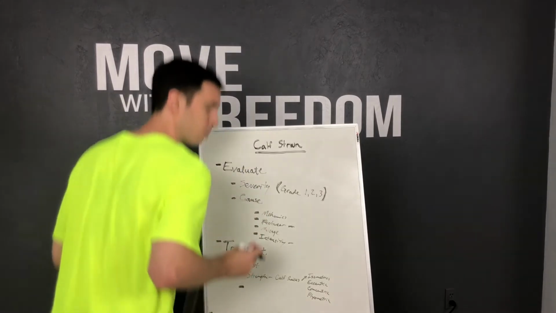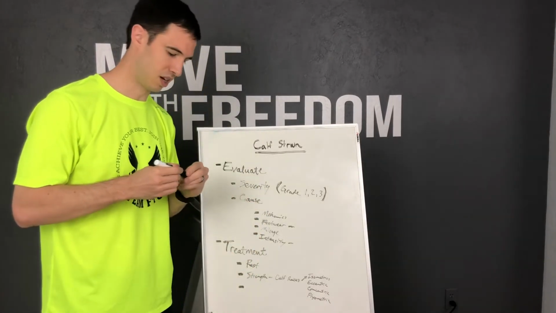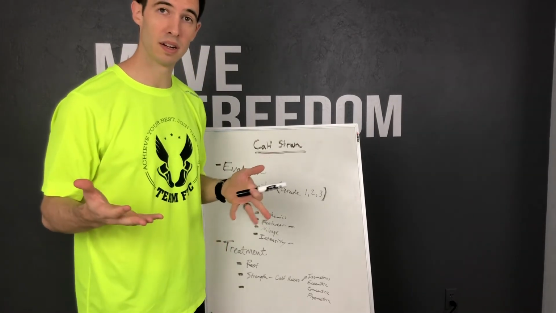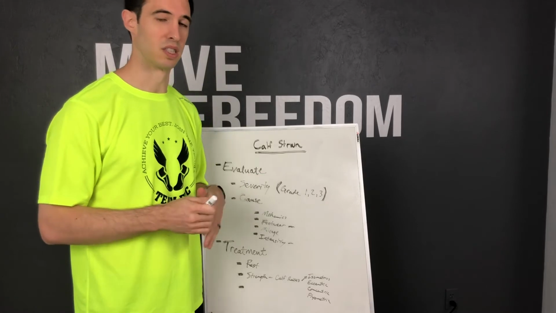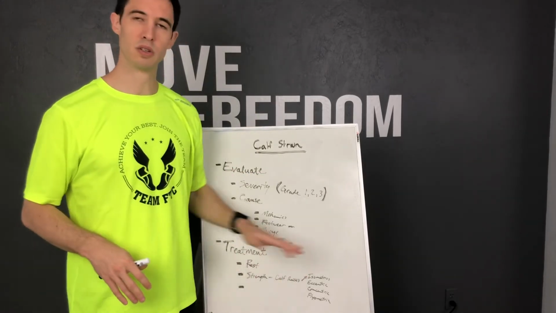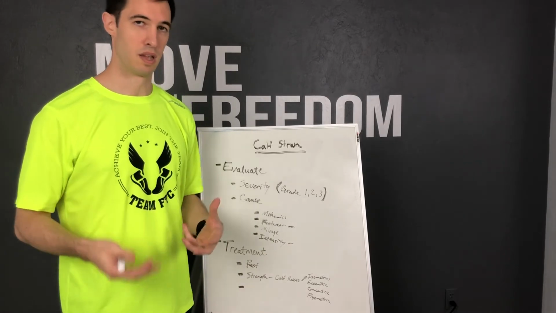Now those are some big words there. So what is isometric? Isometric basically means if you were to stand up on your toes and hold it there, that's an isometric contraction where you are not moving but you're contracting the muscle. That's the most gentle way that you can start to strengthen a muscle.